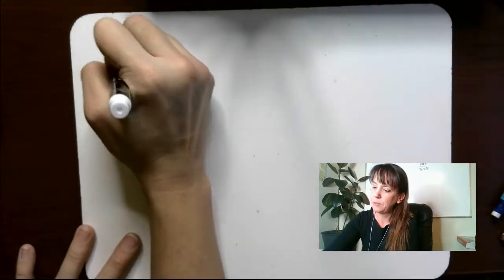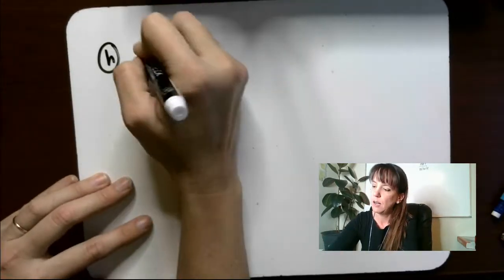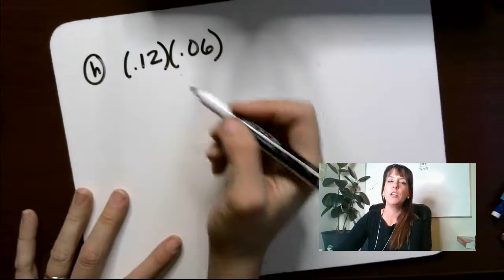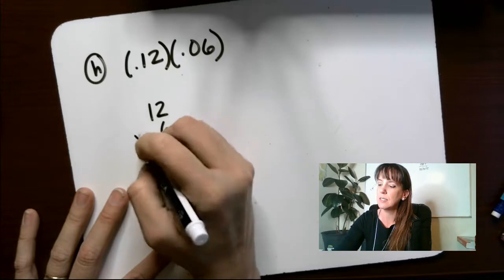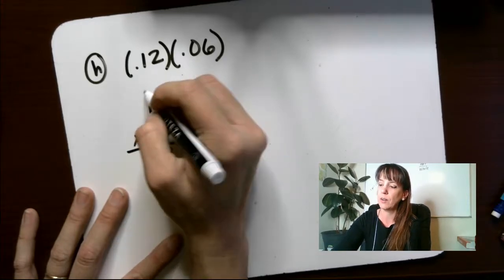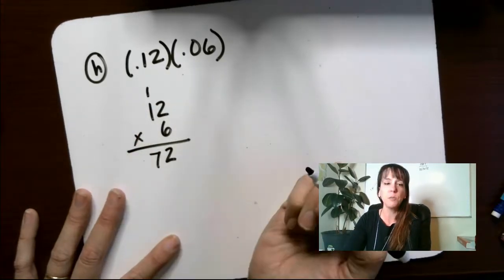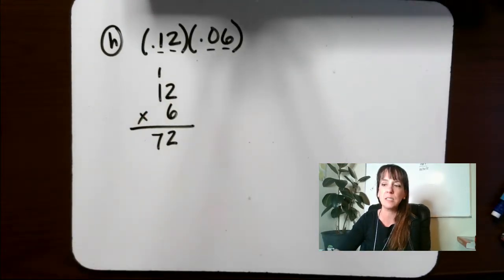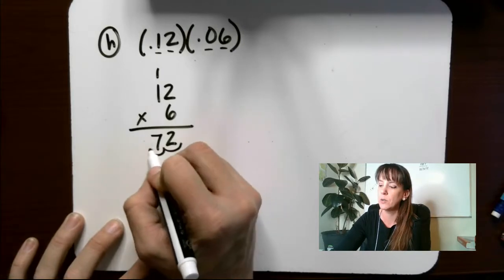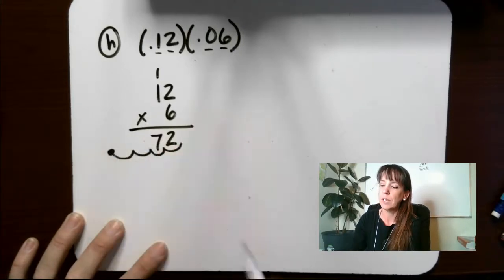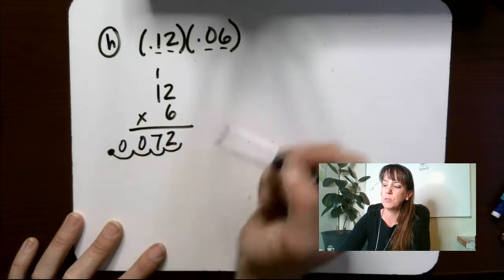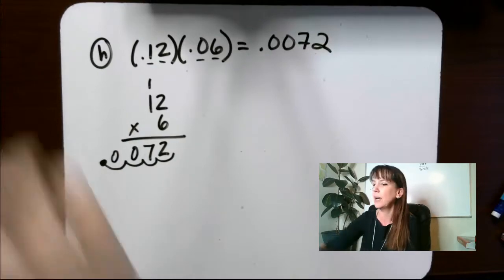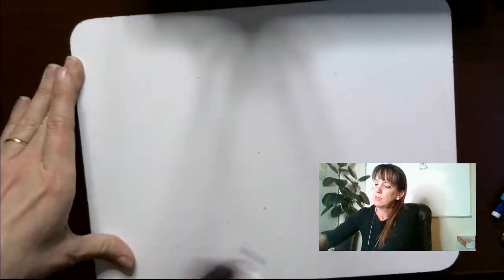So then H, 0.12 times 0.06. What we're gonna do is 12 times 6, that gives us 2, carry the 1, that gives us 72, right? Now we go back over here, we look, 1, 2, 3, 4 digits are behind the decimal here, which means we have to move this over 1, 2, 3, 4. We have 2 spots that we need to throw zeros in, so this is gonna be 0.0072. Excellent work, guys. Let's see about I.